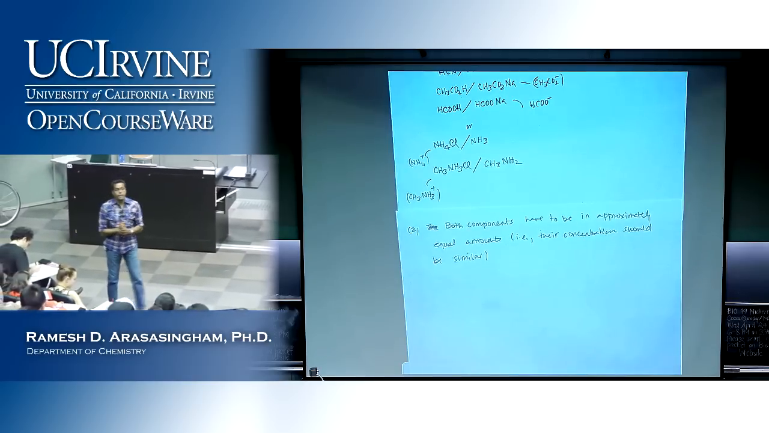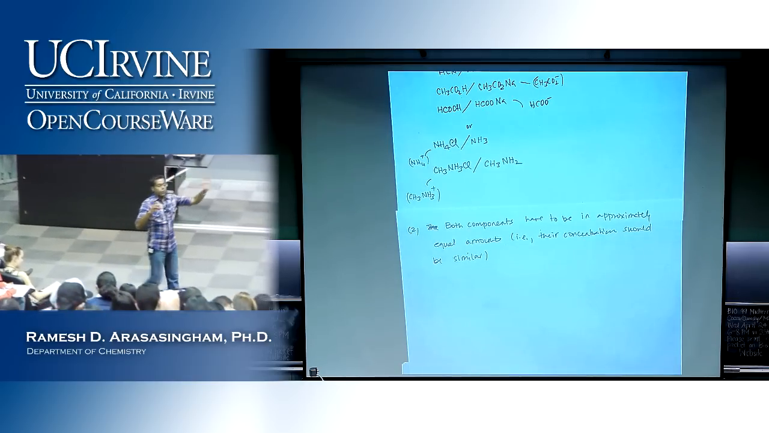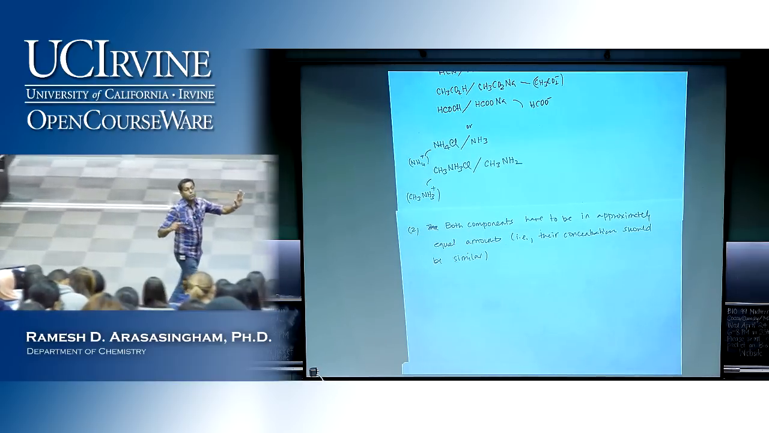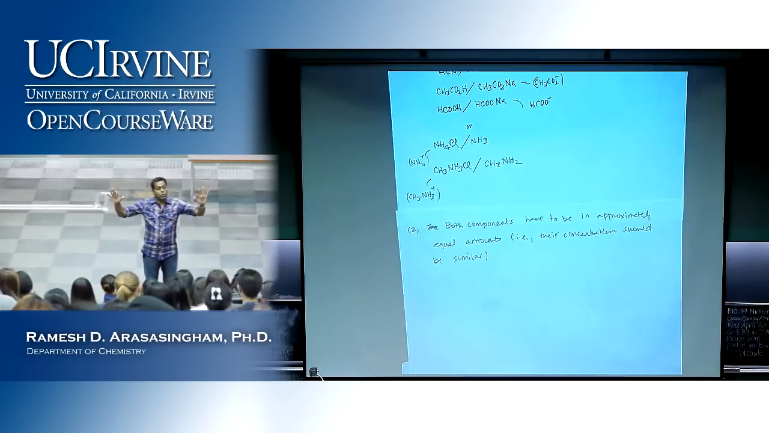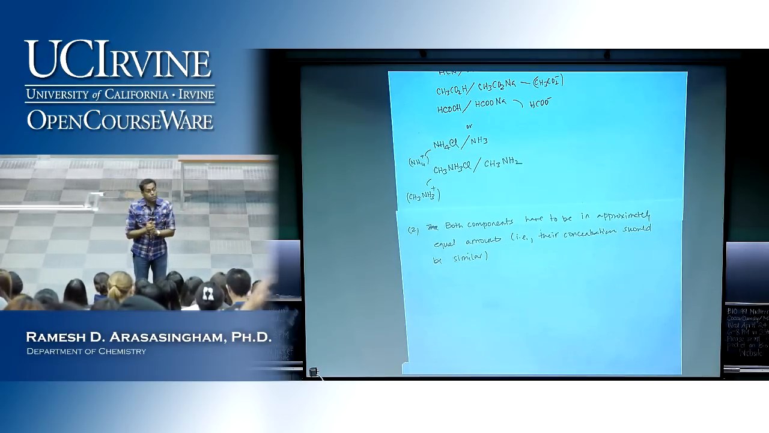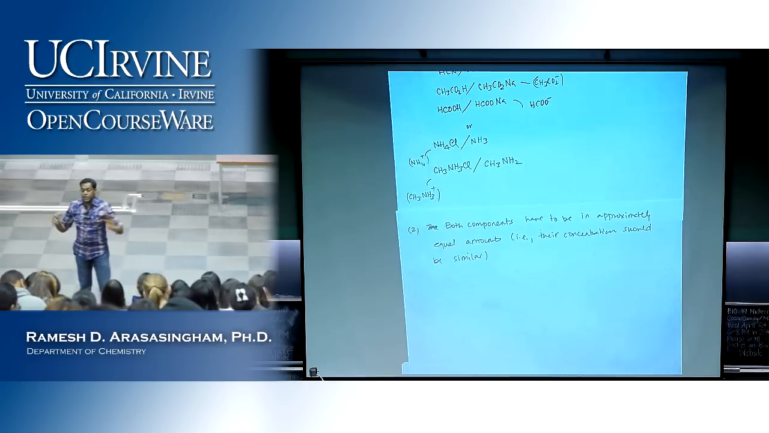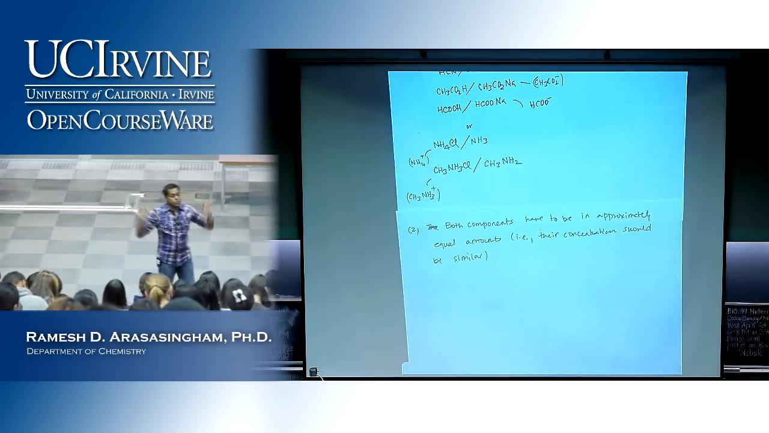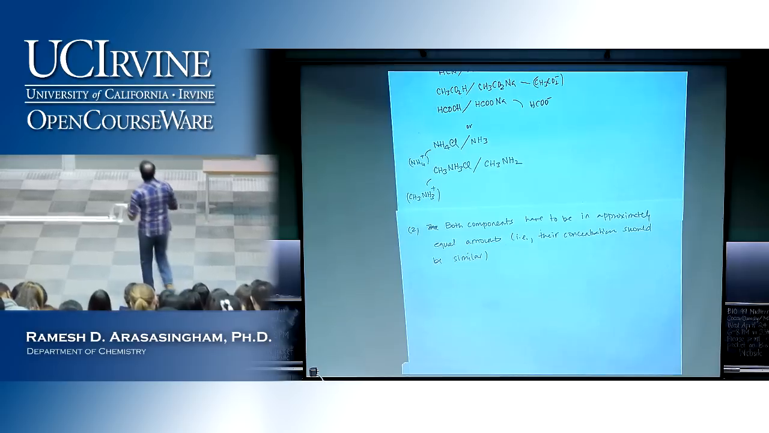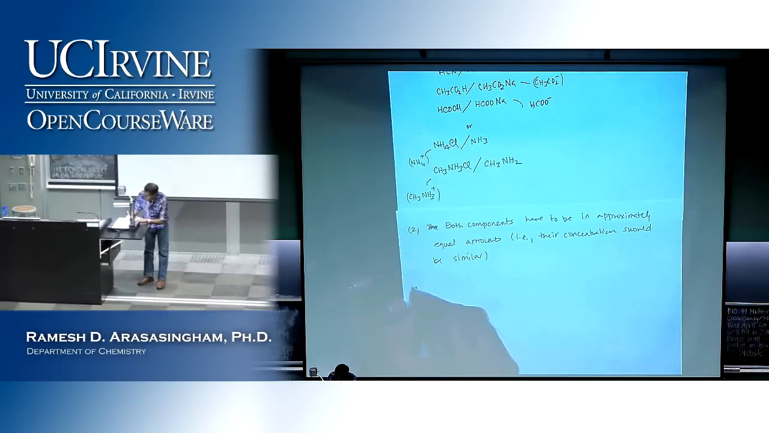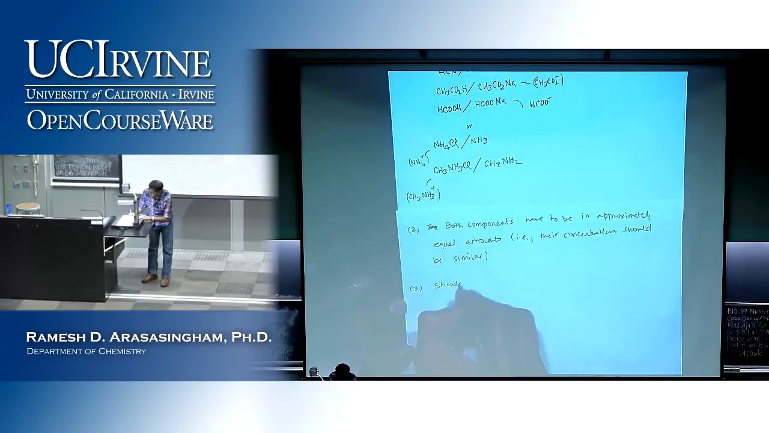So if I'm taking a weak acid and my concentration is one molar, the best buffer would be my conjugate base is also one molar. So you have equal concentrations of both. They can be slightly different from each other, but the ideal would be if their concentrations are equal to each other, okay? And the third is that both should be in substantial amounts.